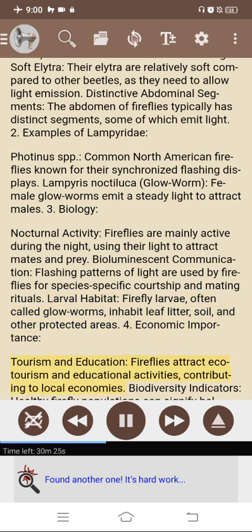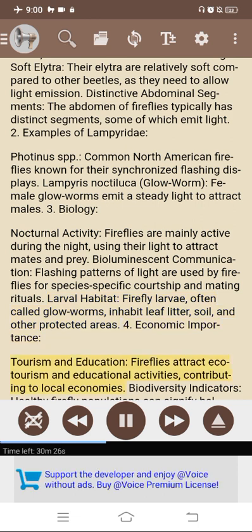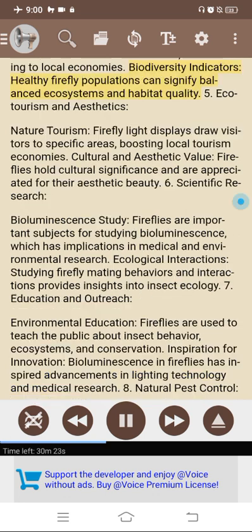4. Economic importance. Tourism and education. Fireflies attract ecotourism and educational activities, contributing to local economies. Biodiversity indicators. Healthy firefly populations can signify balanced ecosystems and habitat quality.